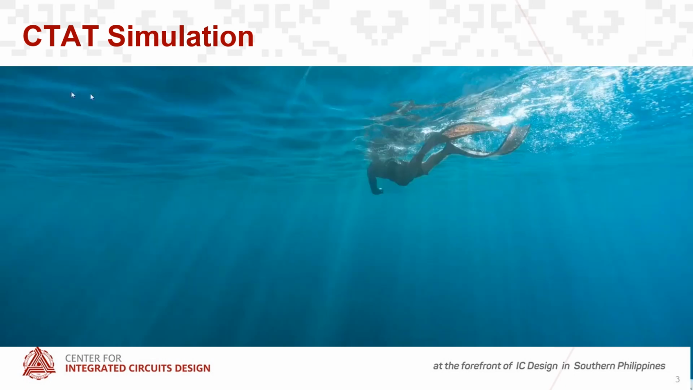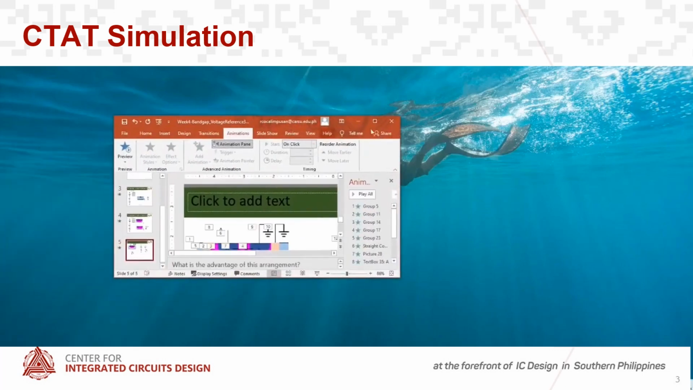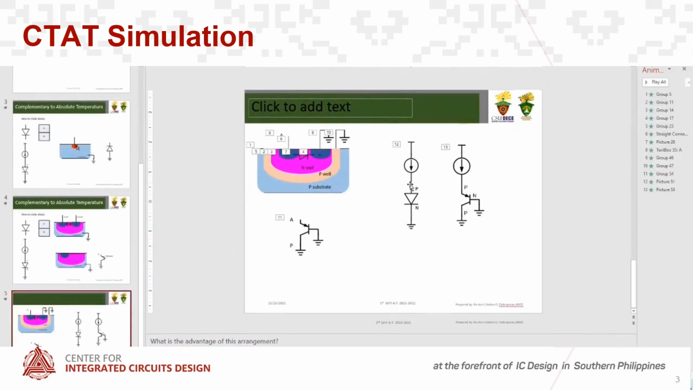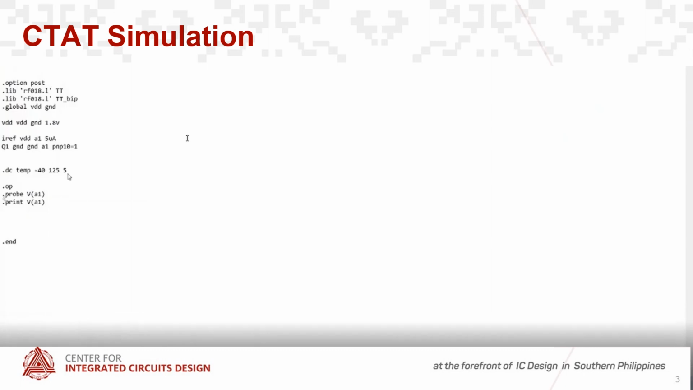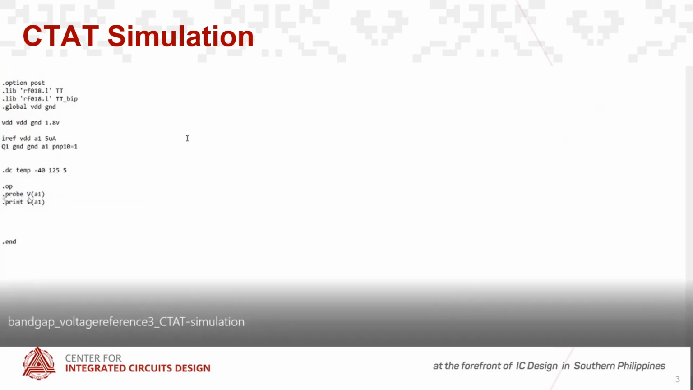Okay, so basically, the load is like this. We have VDD and A1. This is our A1. And I have the BJT, the emitter, collector, and the base, and then the area PNP10. So I have a multiplier of 1. Then I swept the temperature from -40 degrees Celsius to 125 degrees Celsius with an increment of 5. Actually, this syntax you can refer to in the HSPICE command reference PDF that I have given to you in our LMS. And I have the OP for the operational analysis, probing the voltage A1 and printing the voltage at A1.